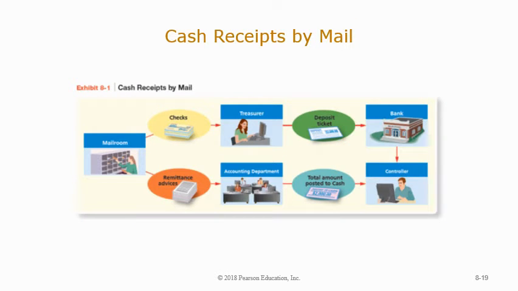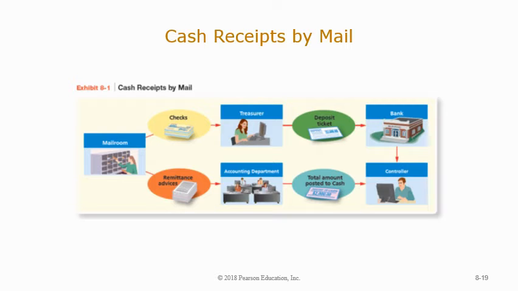So cash receipts by mail. Oftentimes we'll get checks. When those checks come, somebody goes to the mail room, grabs the checks, and it goes to the treasurer, who generates a deposit ticket, and it goes to the bank. From the bank, the controller for the company is going to look at the bank statement to see that it was there. The remittance advice is basically just saying, hey, we got this check. That goes to the accounting department, and the total amount posted to cash is recorded there.